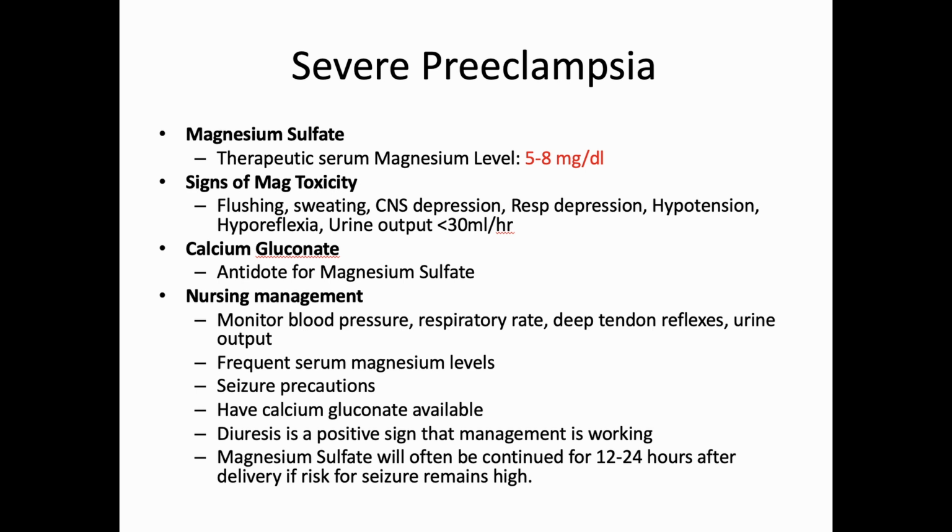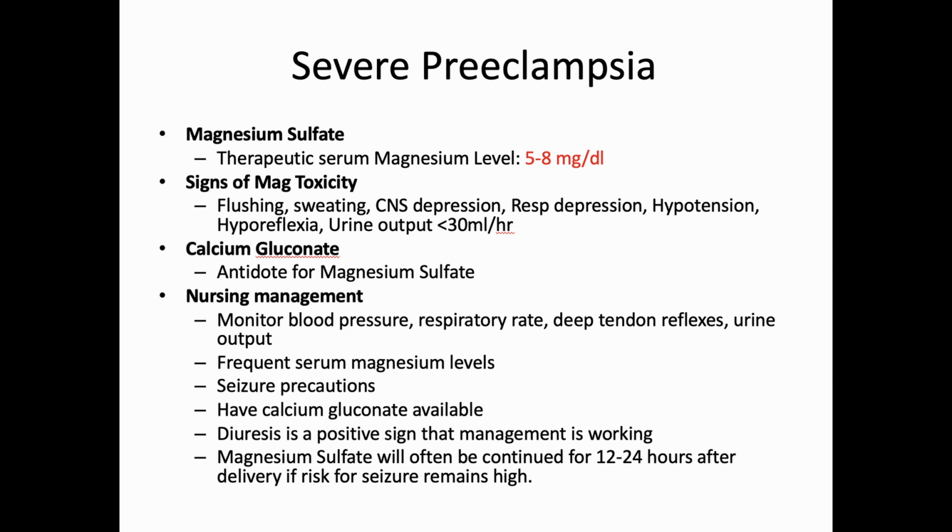So our nursing management, right, for this patient who's on magnesium, is obviously we're monitoring their blood pressure, their respiratory rate is big, because of that respiratory depression that could happen, deep tendon reflexes, urine output. This is almost like a one-to-one patient because you're constantly monitoring all these things and documenting everything. We're going to do serum magnesium levels every 4 to 6 hours, so very regular blood work for them. Seizure precautions, because if they're on this, they have severe preeclampsia. So any patient with severe preeclampsia, we should have seizure precautions. We're going to have the calcium gluconate ready to go.